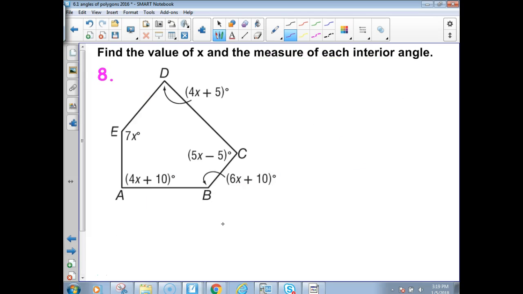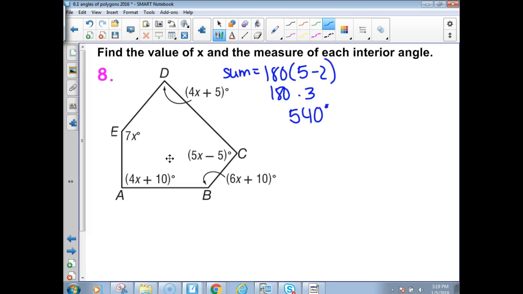This figure is not the same as the last figure, so the angles don't add up to the same amount. We got to figure it out. It has 1, 2, 3, 4, 5 sides. So the sum of the angles, 180 times 5 minus 2, that's 180 times 3, which is 540 degrees.